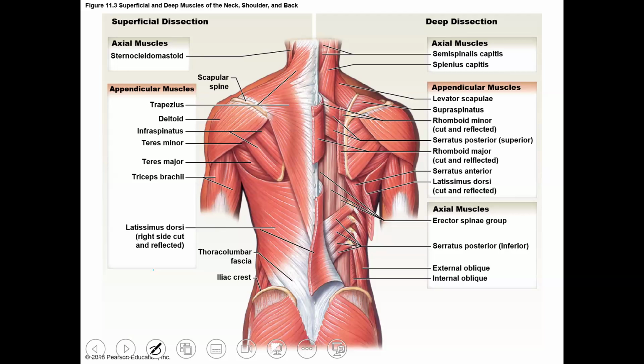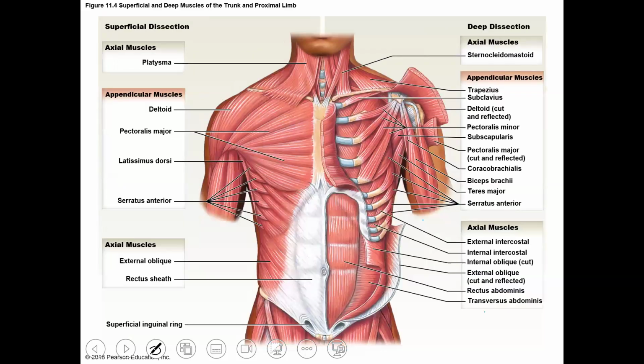You can see some of the external oblique and the internal oblique, and then you can see erector spinae here, and these are again our axial muscles here. So erector spinae being iliocostalis, longissimus, and spinalis. And in the front here, you can see the axial muscles here of the platysma. Remember, that was cranial nerve 7, cranial nerve 7 for that platysma, very superficial neck muscle there. Okay, and then we see appendicular muscles here.